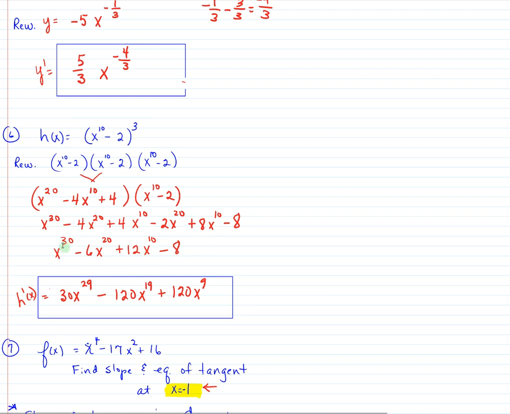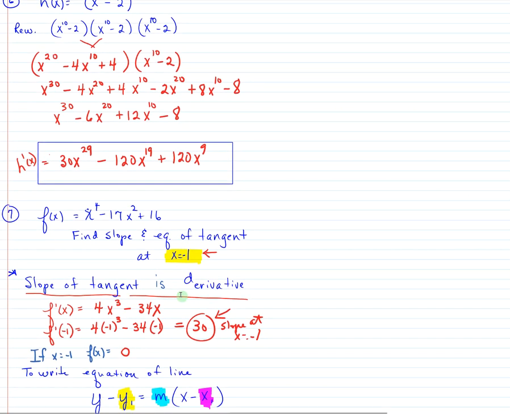Now, let's take the derivative. 30 goes to the front. That becomes 29. So we have 30x to the 29th. 20 times minus 6 is minus 120. X, take 1 away, to the 19th. 10 times 12 is 120. X to the 9th. Derivative of that is 0. So your final answer is here in the box.